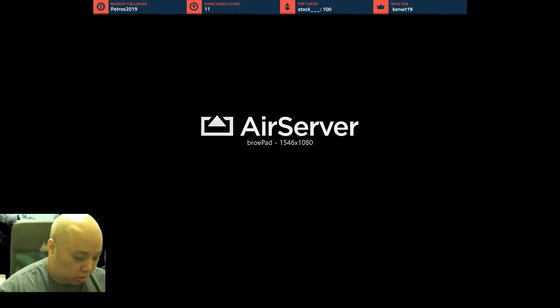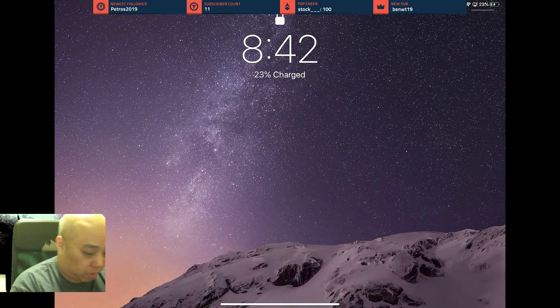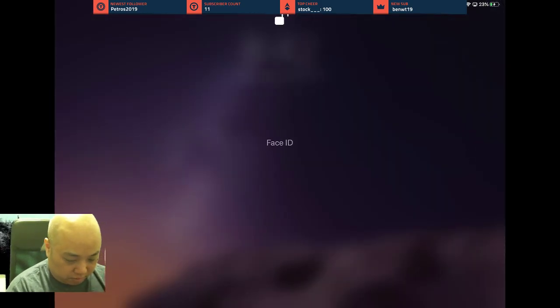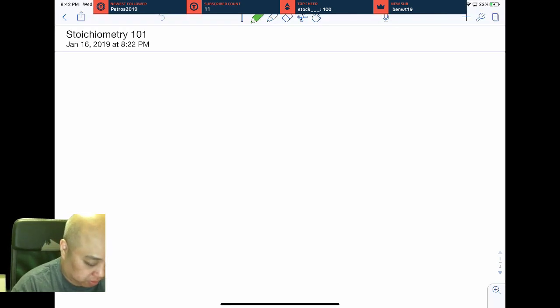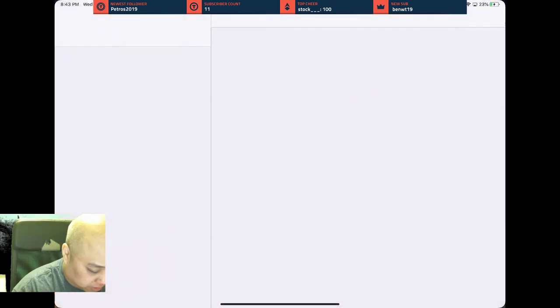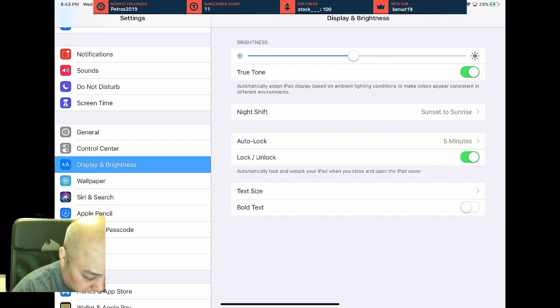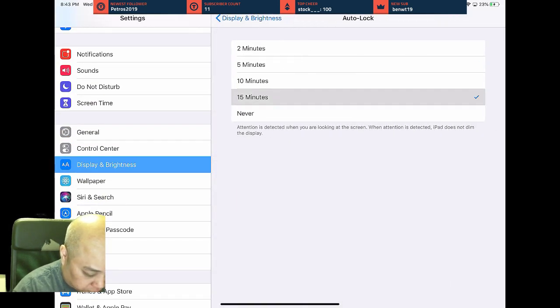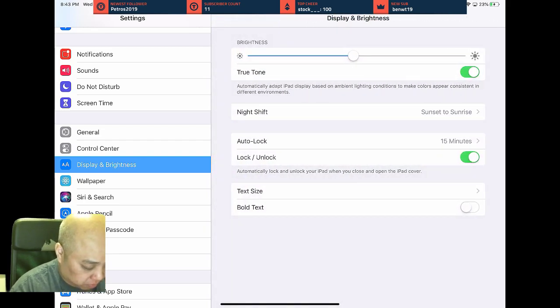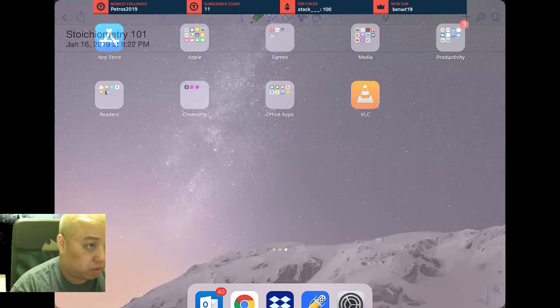Oops, it went on rest. I really need to change that right now. The display keeps going off way too often. Auto lock. We're gonna do 15 minutes.